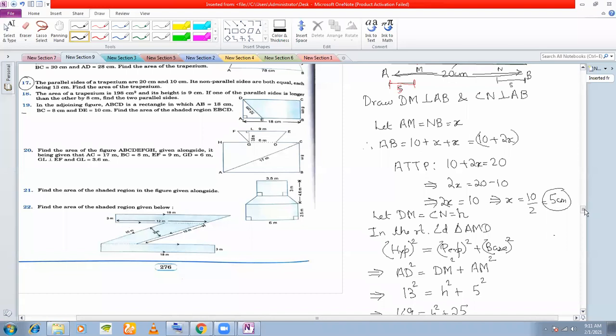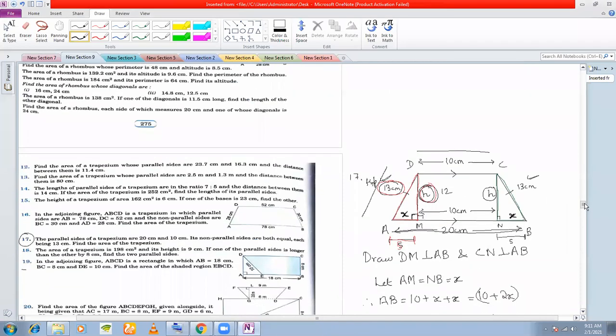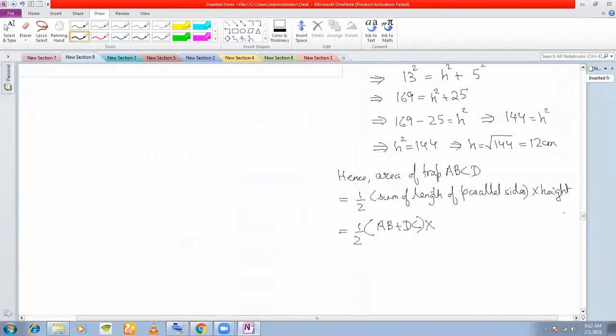What is the height here? The height here is DM, right? DM. Now you just simply put in the values. AB is given to you as 20 centimeters. DC is given to you as 10 centimeters. And the height of the trapezium we just found out to be 12 centimeters, which is half into 30 into 12. So which is 180 centimeters square. That is the area of the trapezium.